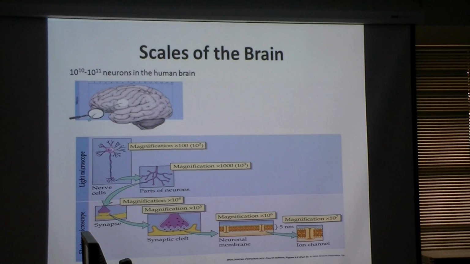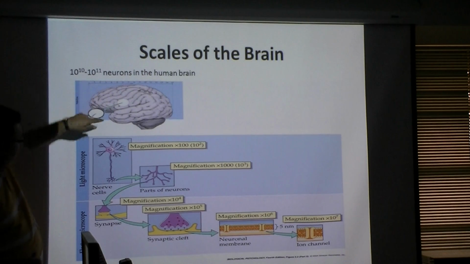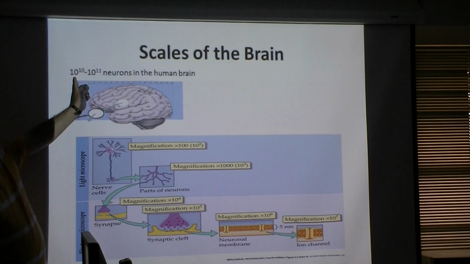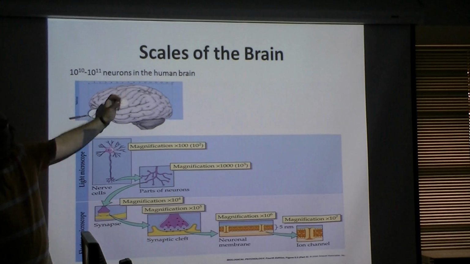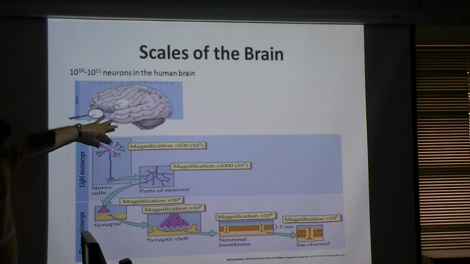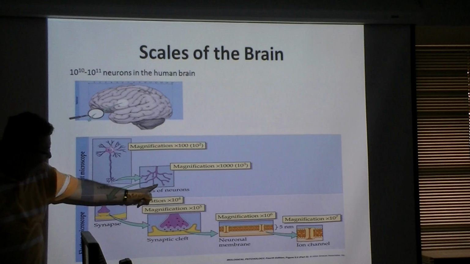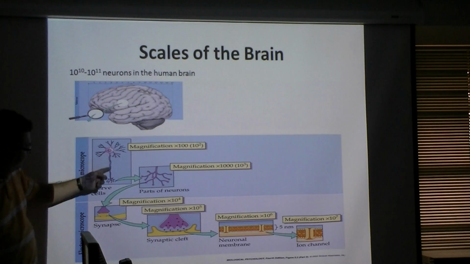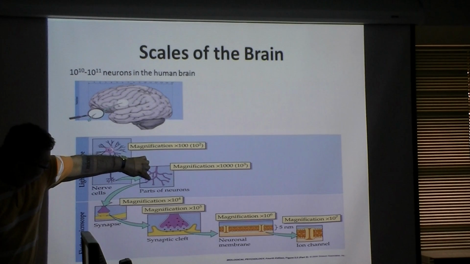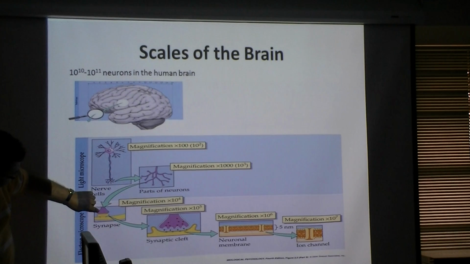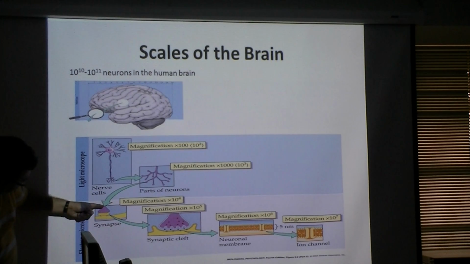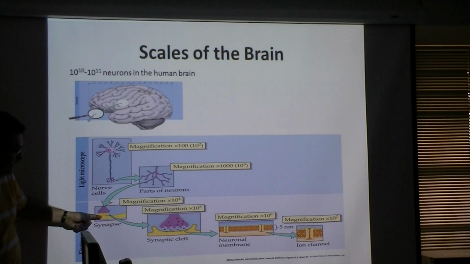Here I have shown the brain structure, because the brain is where neurons are. If you take a small part of the brain, it has millions of neurons, 10 to the power 10 to 11 neurons in the human brain. If you look, this is the neuron. If you concentrate on this part, these are the ends of the axon, which are called synapses. And from here the electrical signal goes to another part of the body.